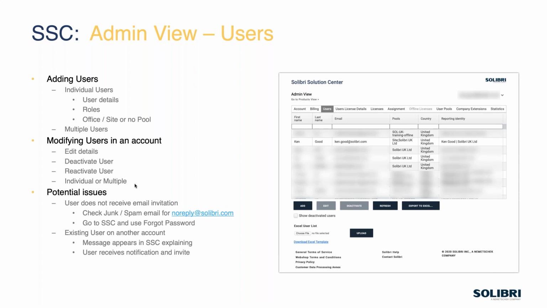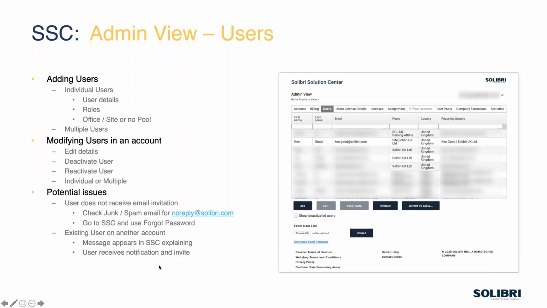If somebody doesn't have a registration email, they need to check their junk or spam folder and have a look for any emails from noreply@solibri.com. The other thing they can do, if they have deleted the email and they really can't find it, is go to the Solution Center, and I pointed out the forgot password link earlier on. If they click that link, that'll trigger another email, so they can then go through and finish their registration process.